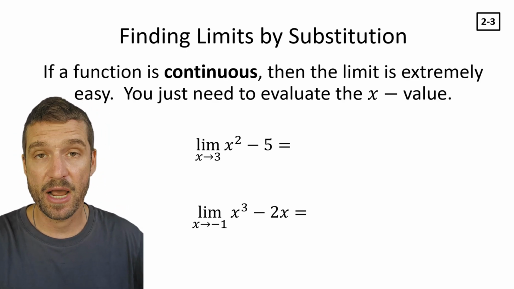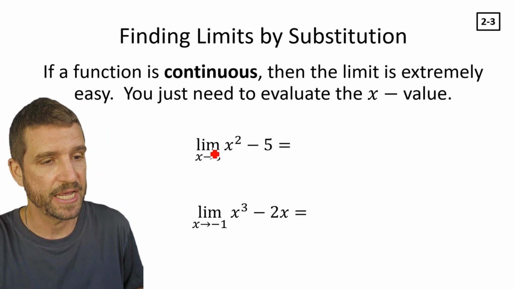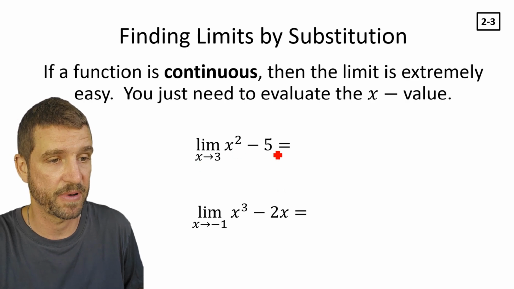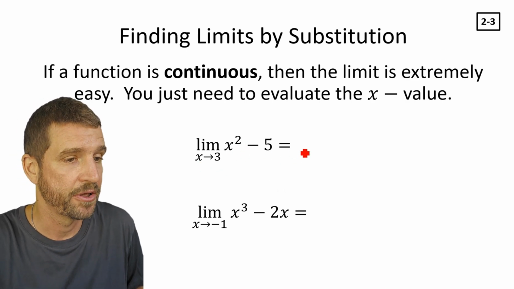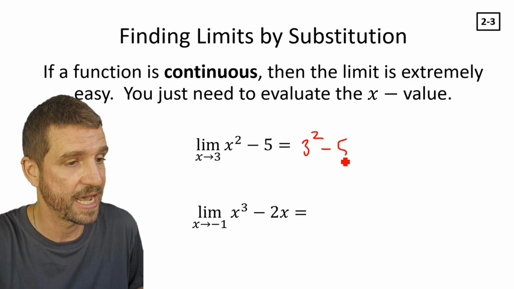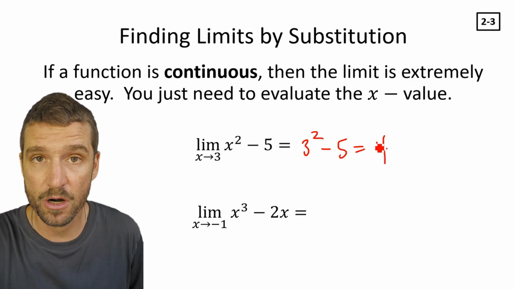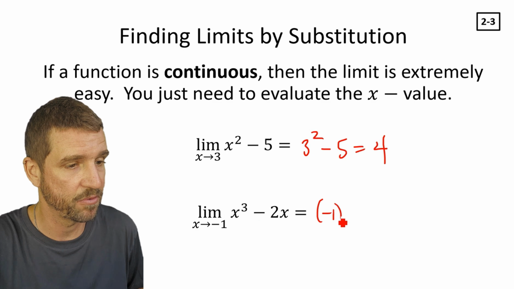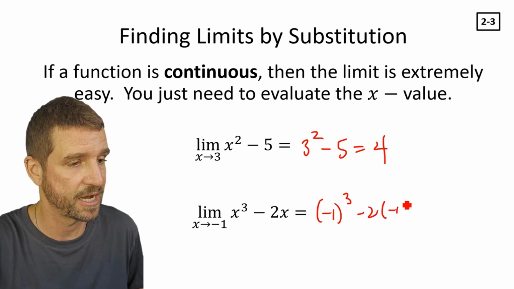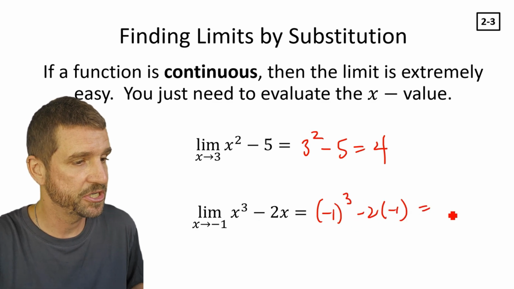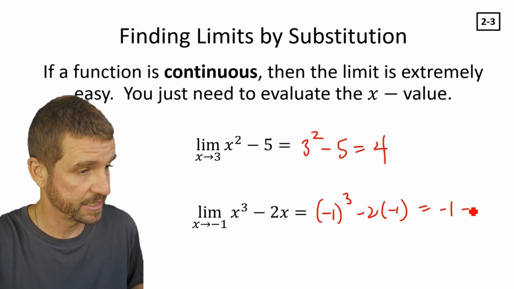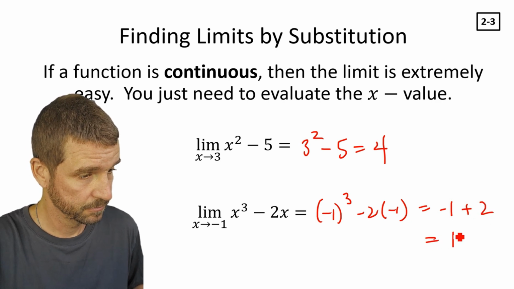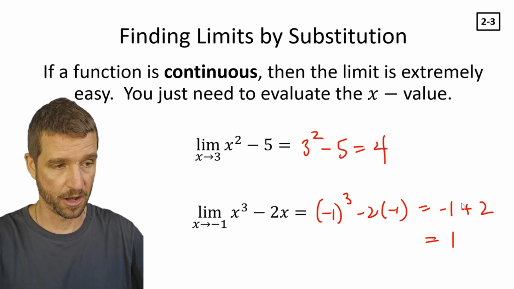I hope you tried both of these. All you need to do is plug in. The limit as x approaches 3 of x squared minus 5 is just 3 squared minus 5, which is 9 minus 5, which is 4. The limit as x approaches negative 1 of this one is just negative 1 cubed minus 2 times negative 1, which is negative 1 plus 2, which is just 1.